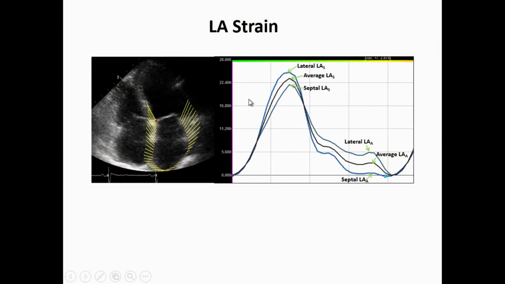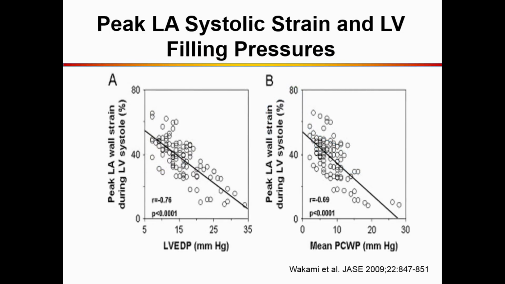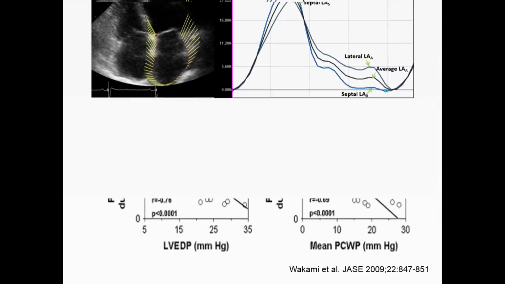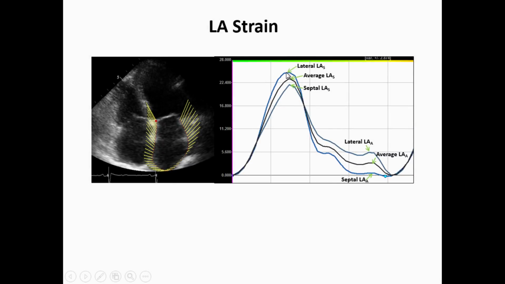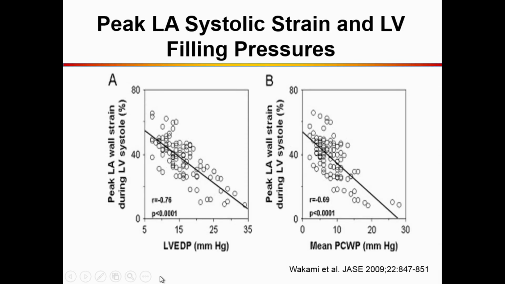You can analyze it from several regions and you can average them as shown here. Ideally, you want to do it from many points, from all four walls, so that you get a good representation of the whole left atrium. Turns out that LA signal during systole, the reservoir function of the strain, if you would, has a significant relation with EDP and with wedge pressure.